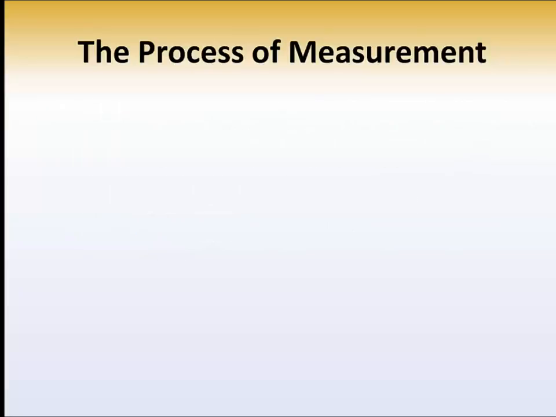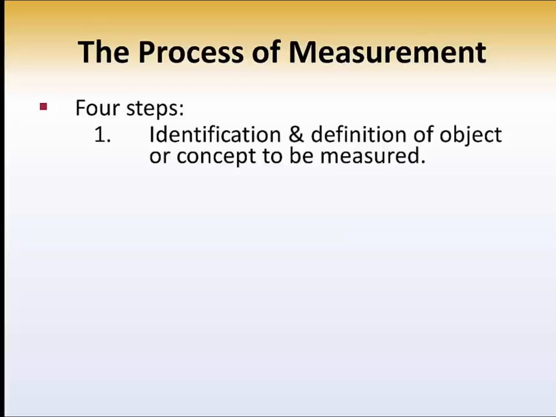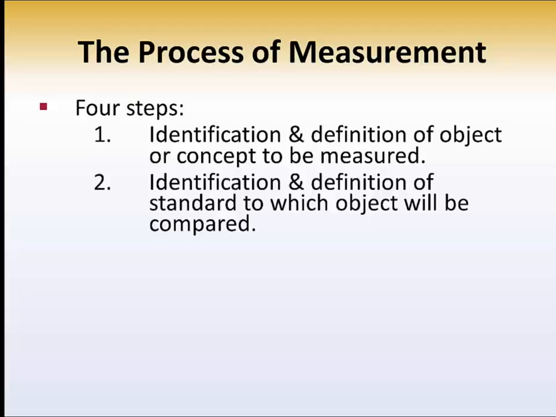There are essentially 4 steps to the process of measurement. The first step is identification and definition of the object or concept to be measured. Who is it you're measuring? And then you want to identify and define the standard to which the object will be compared. Are you going to use a ruler? Are you going to use a thermometer? Where is the scale coming from that you're going to use for measurement?